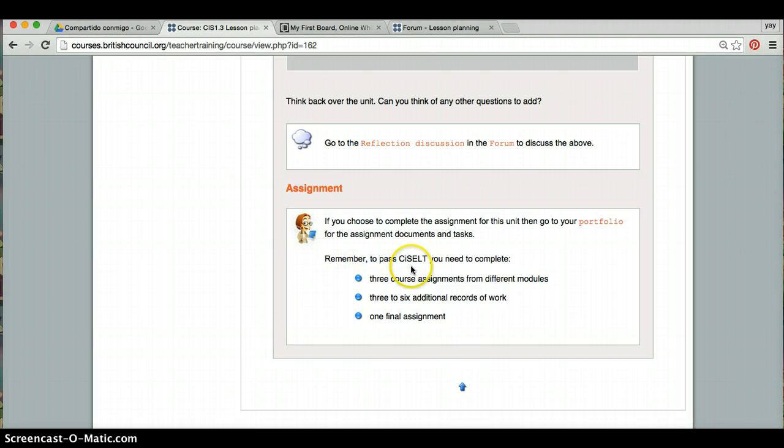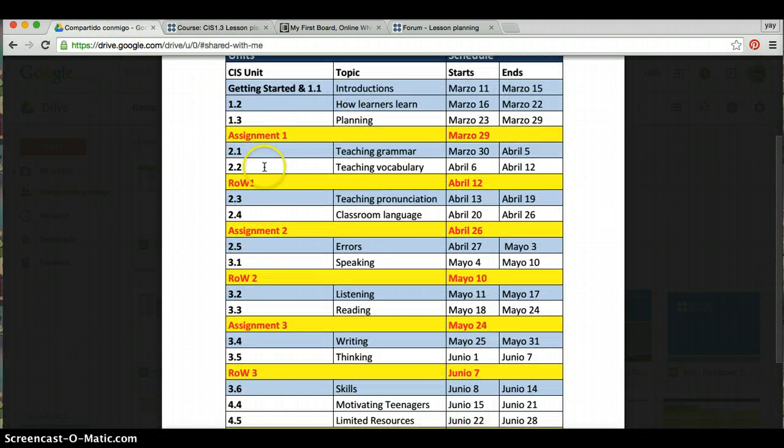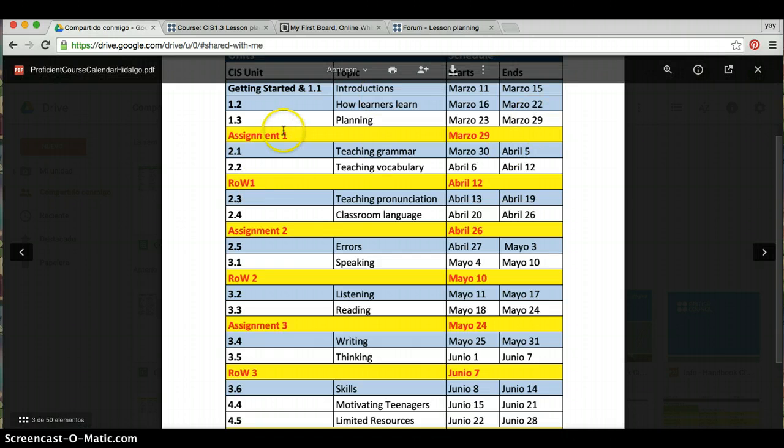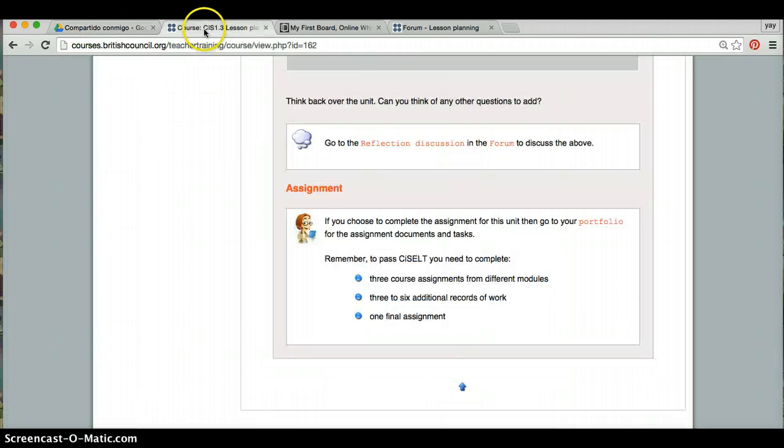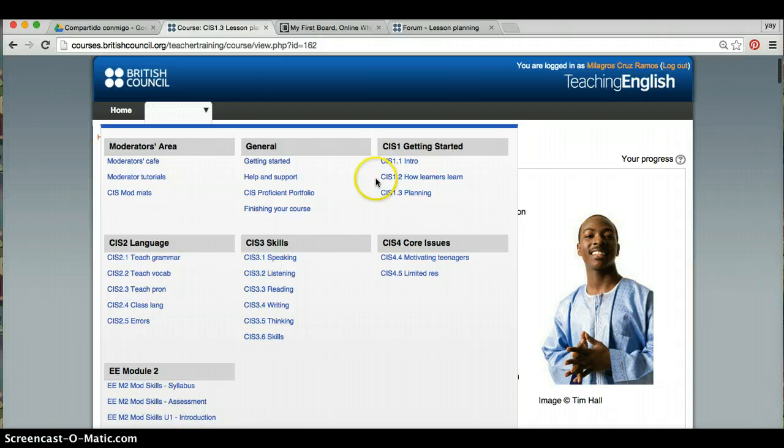Remember that in this course you need to complete 3 course assignments, 3 to 6 additional records of work, and 1 final assignment. And as we discussed in a previous video, each assignment and record of work is going to be uploaded on a specific date. In this case, it has to be uploaded by March 29th. Assignment number 1 is basically lesson planning. So you can decide to plan that lesson based on ideas from Unit 1.1, 1.2, or 1.3.